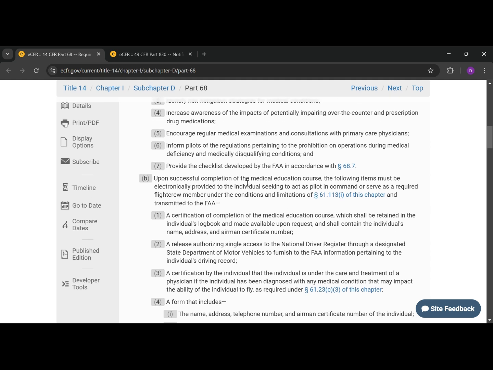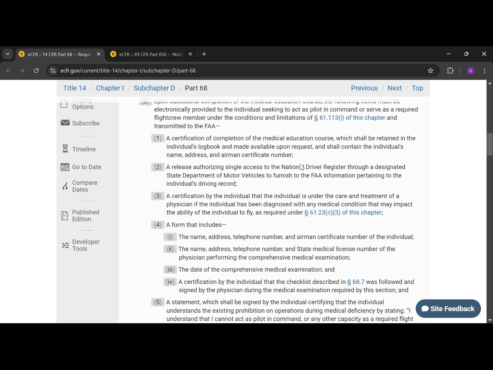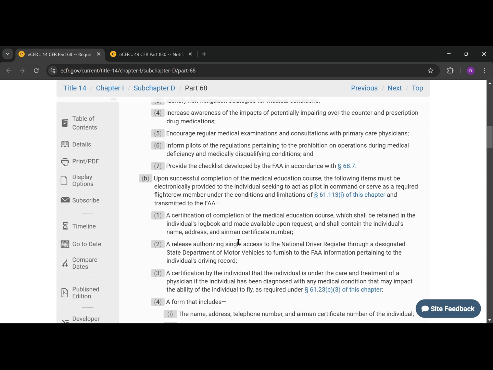Upon successful completion of the medical education course, the following items must be electronically provided to the individual seeking to act as pilot in command or serve as a required flight crew member under the conditions and limitations of 61.113(i) of this chapter and transmitted to the FAA. So after you complete that medical education course, you'll be sent a form, and on that form will be these things, and it has to be submitted to the FAA.